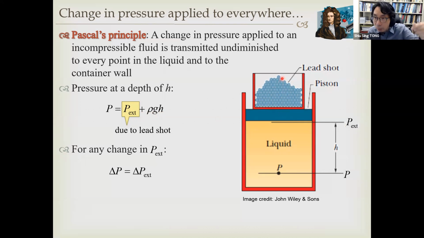Now, if I add more lead shot to this container, the weight will increase, so I will exert a greater pressure on it. The change will be transmitted to all parts of the liquid. So immediately, when I add the lead shot, if I'm a creature here, I will feel the pressure increase immediately. And the pressure change is just the same as the external pressure change. Delta P at this position is equal to delta P external. Assuming the liquid to be incompressible, h doesn't change, so the fluid pressure doesn't change.